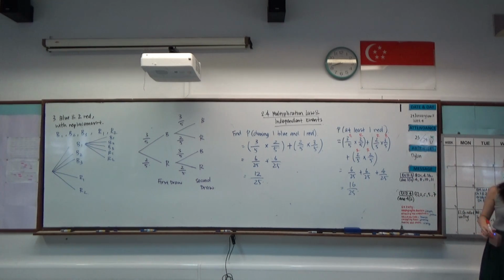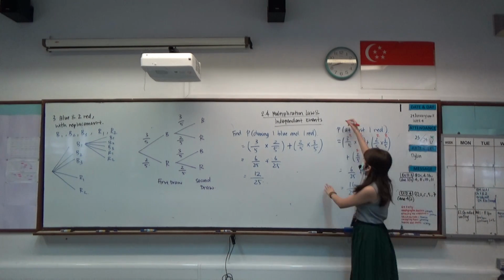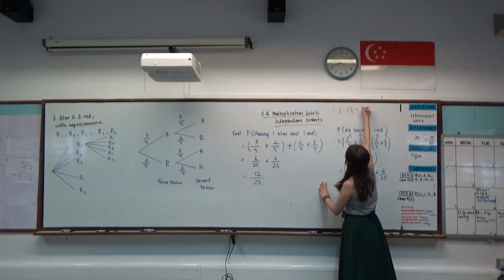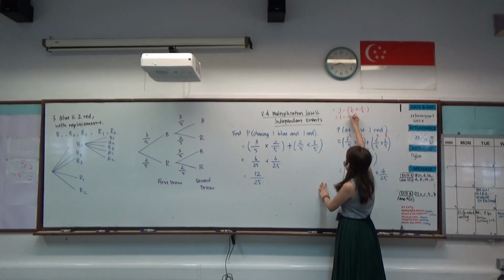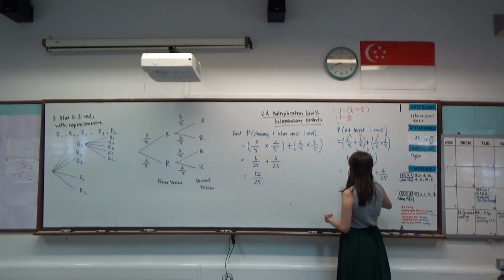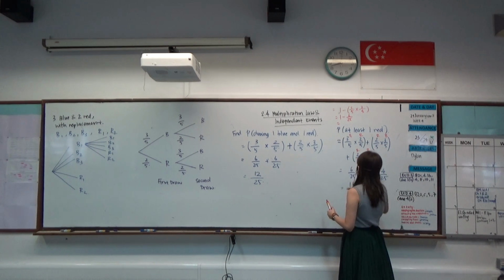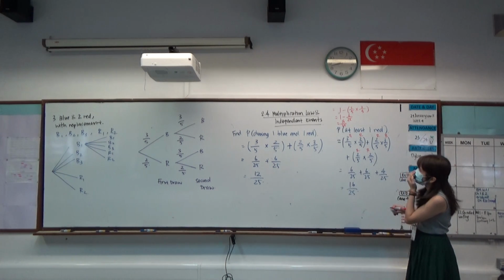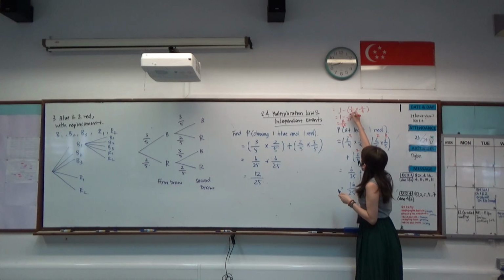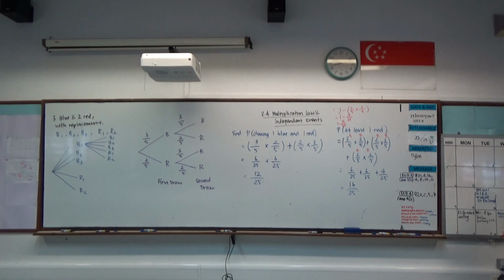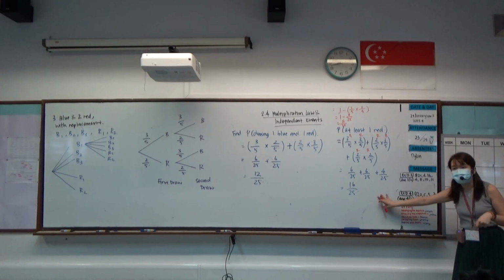1 minus 3 over 5 times 3 over 5. So we can take 1 minus the case of blue, blue. So 1 minus 3 over 5 times 3 over 5. That will be 1 minus 6 over 25. Can I get 16? Oh, sorry, it's 16, right? So we still get 16 over 25. Oh, sorry, 9, no wonder. Okay? So we still get the same answer.